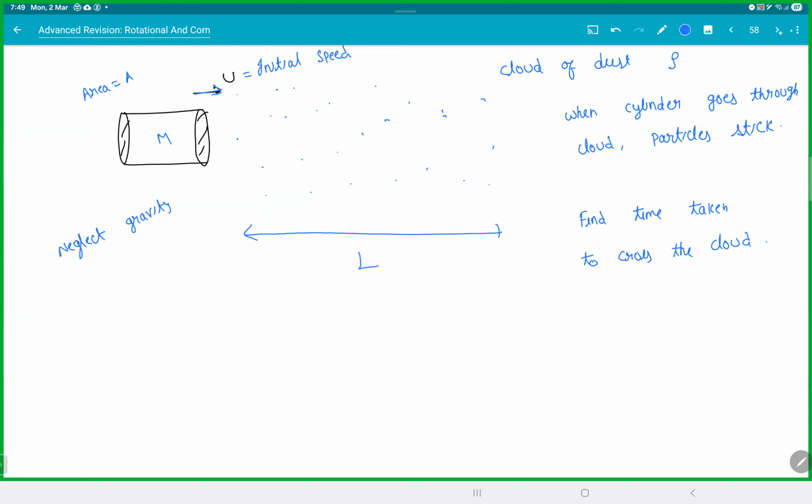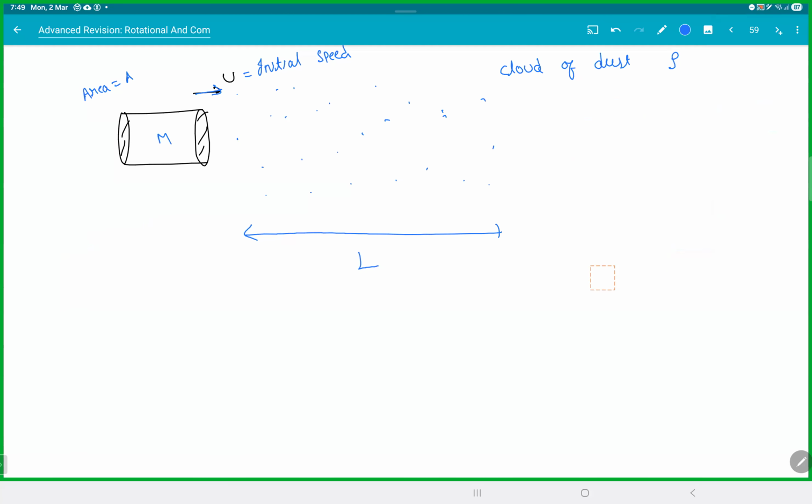How do we start? Think of it like this. Let's say it has already traveled x. So can I say all the dust particles in this cylinder of length x must have got stuck to it? Getting it? So when the spaceship reaches here, let's make this a thin spaceship.